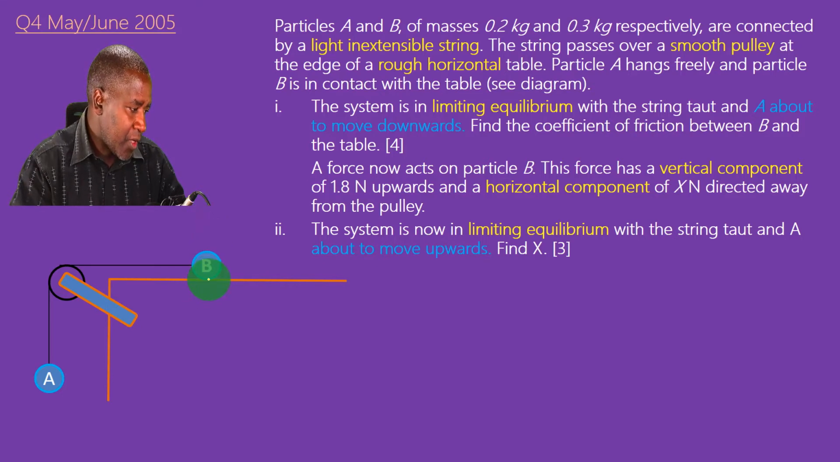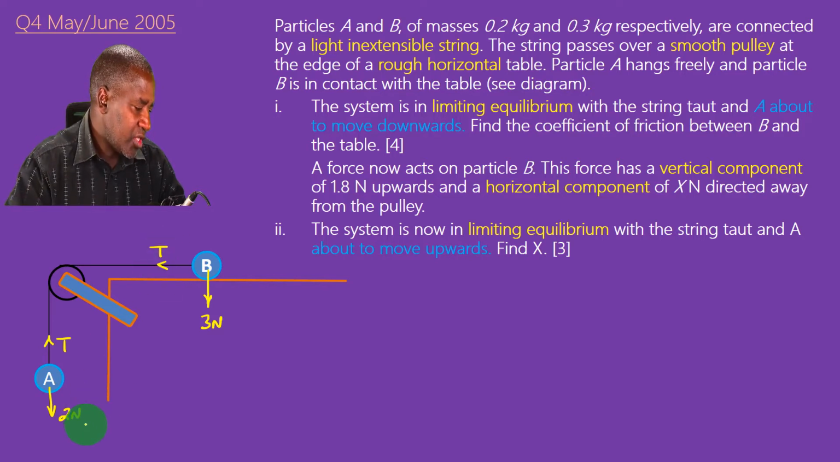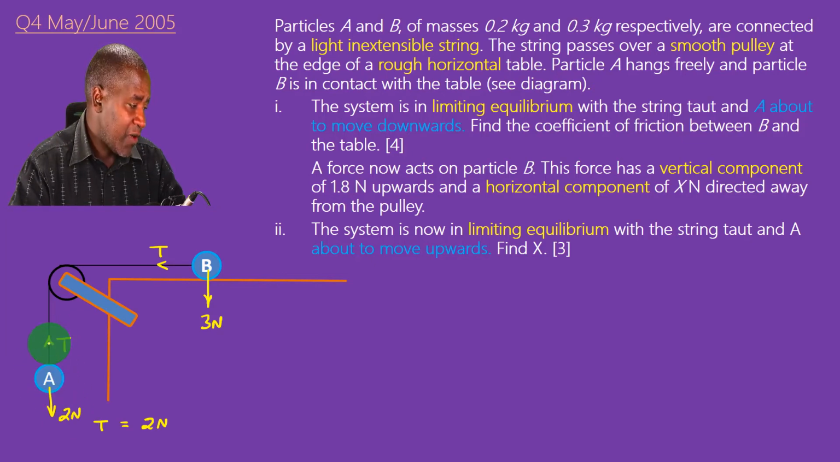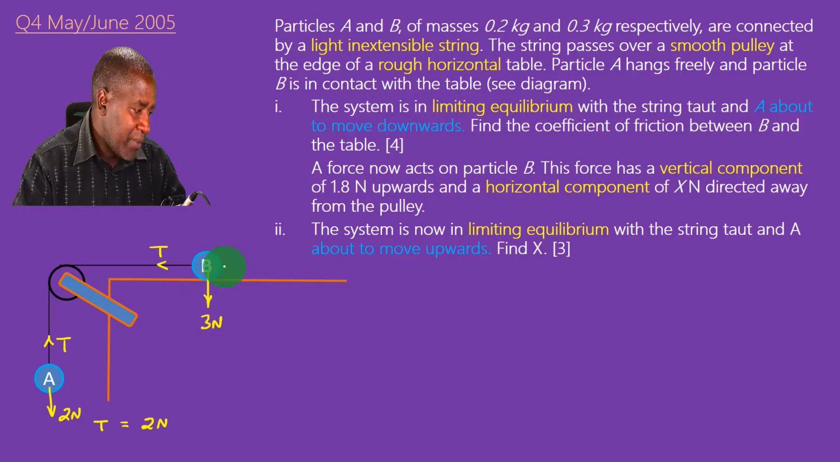Its weight is still there. How much was it? 3 newtons. The weight of A is still 2 newtons. There is still tension here, and this tension is still 2 newtons because it is in equilibrium. So the resultant force on this is 0. Sum of upwards equals sum of downwards. We come here and we see that there is R, don't forget that.